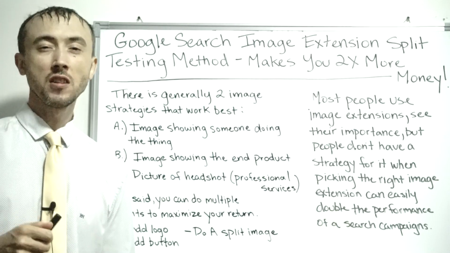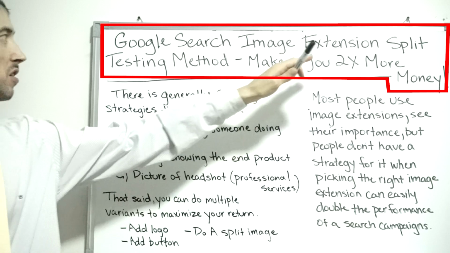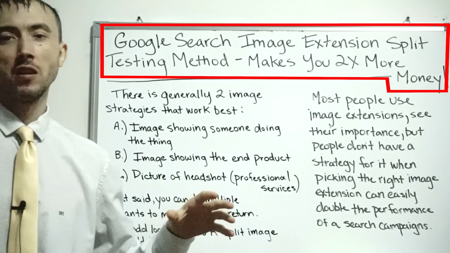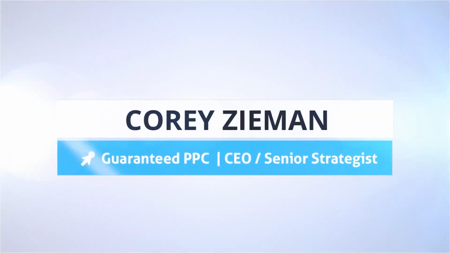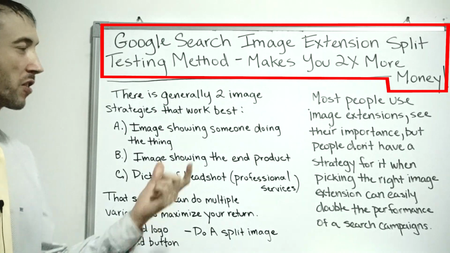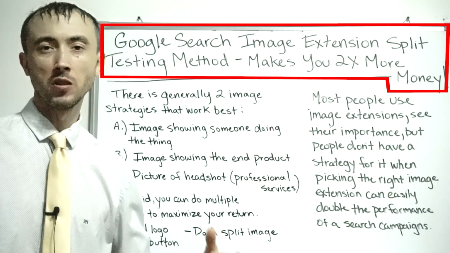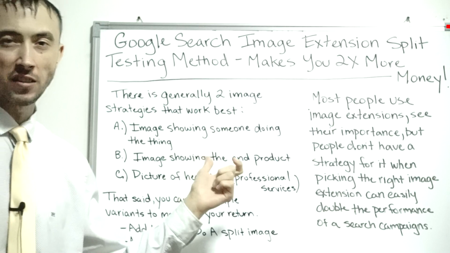Okay, in today's video, we're going to talk about Google search ad image extensions and how you can run a split test on those to find the right image that's going to work for your brand. These are the little images that show up next to your search ads or your text ads on Google, because of course you can run shopping ads on Google, you can run search ads. Search ads are the text ads.